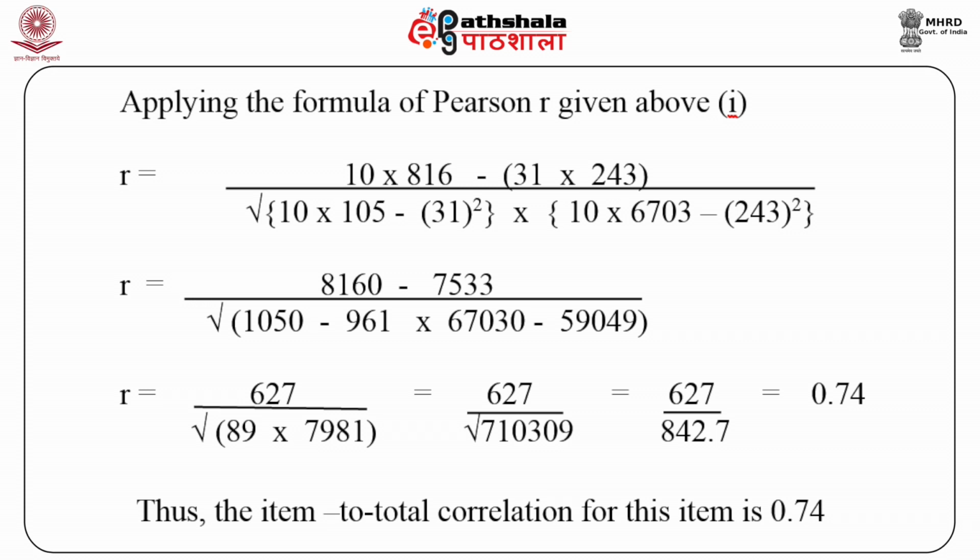which is equal to 627 divided by the square root of 710309, and the square root of 710309 is 842.7. Therefore, the value for r becomes 627 divided by 842.7, making it 0.74. Thus, the item to total correlation for this item 7 is 0.74.